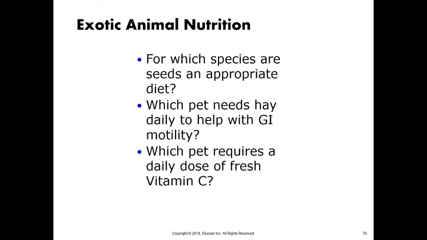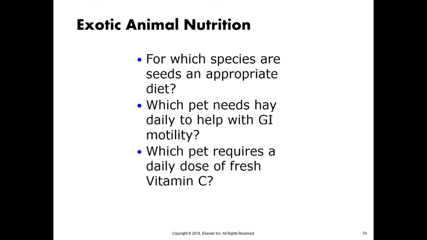Which pet needs hay daily to help with GI motility? That would be a rabbit, but chinchillas and guinea pigs also need high fiber. A rabbit needs hay daily, and typically it's called Timothy hay, which is a type of grass hay. When they're younger than 5 months, they can have alfalfa, which has increased protein and increased sugars, so it's more than most rabbits need, but Timothy hay is needed daily. If they don't get it daily, they could have some serious issues.